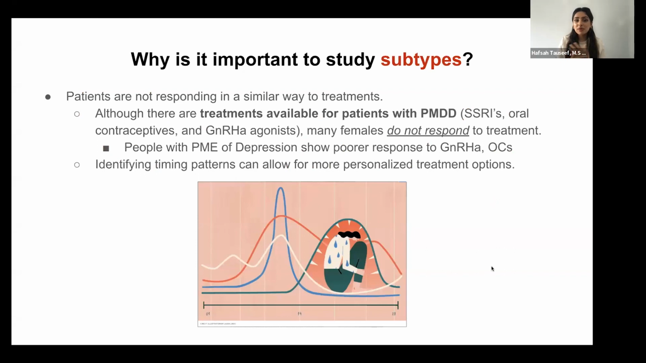And what we see is that people just have a lot of variance in their responses. And some people don't respond at all, especially when we look at people with premenstrual exacerbation of depression. And what we're hoping to do is that maybe if we understand the different timings, we can figure out more personalized treatments and maybe make recommendations based on that.